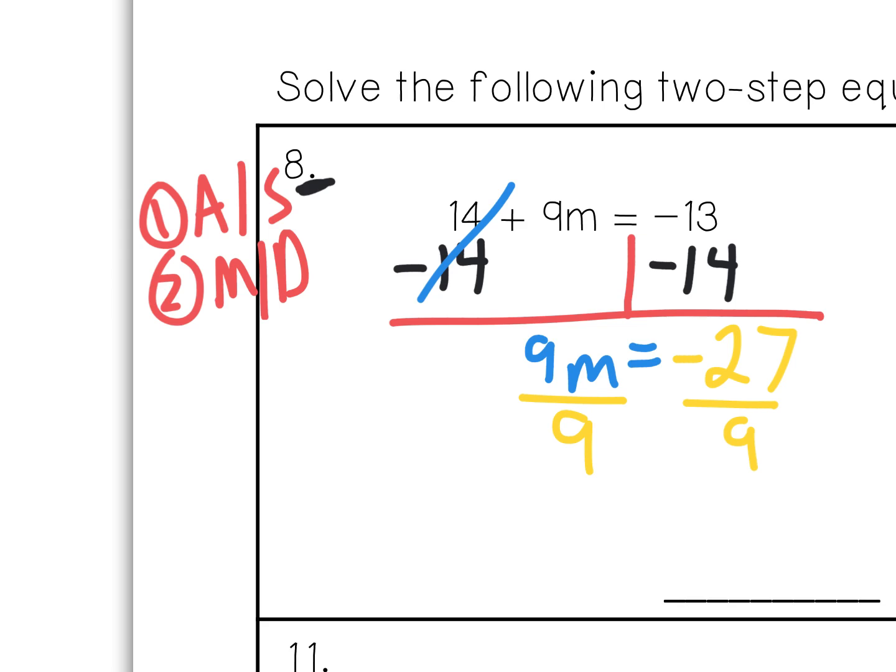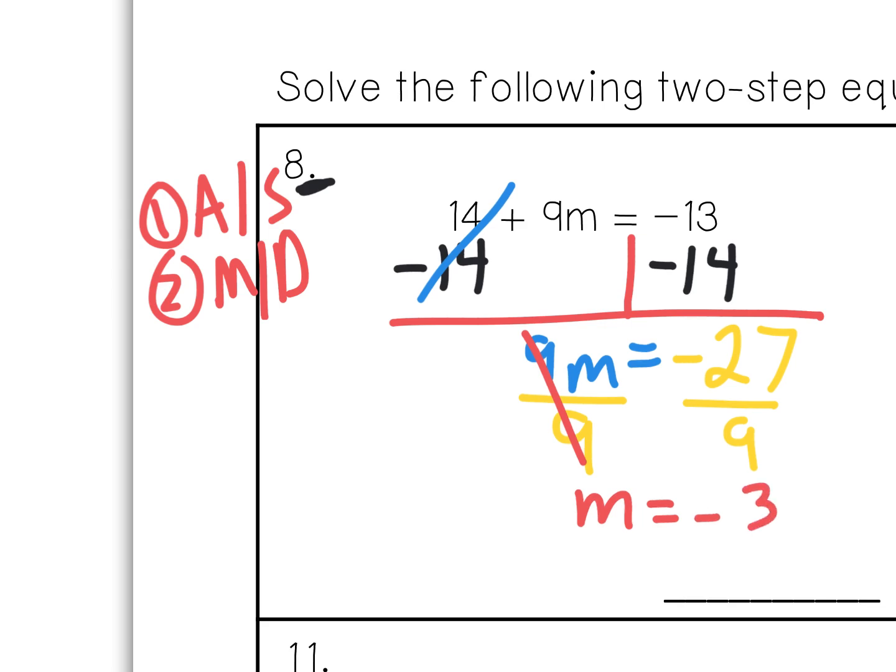Okay, so the 9s go away. What's left? So divide by 9. Negative 27. 9 divided by 9 is 1. Yep, that's why they went away. It's 3. But what kind of 3? Negative 3.